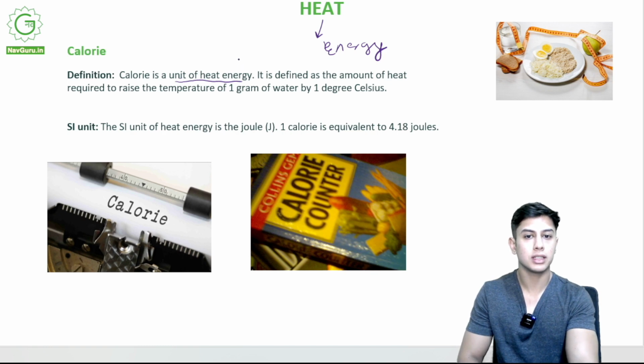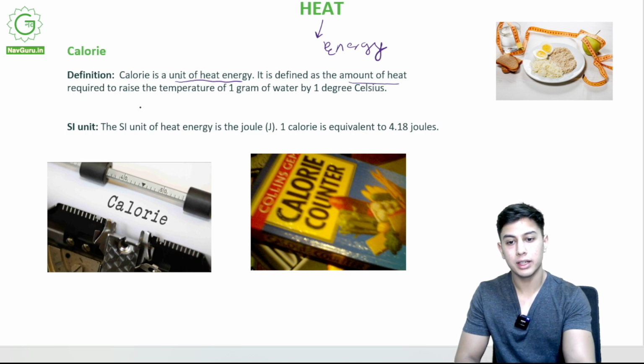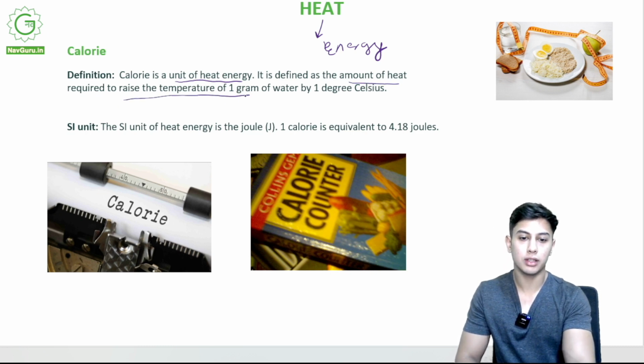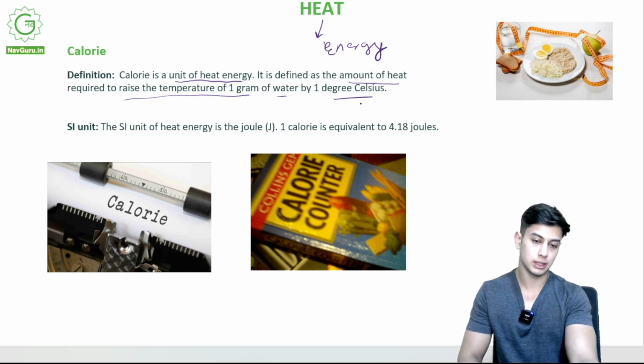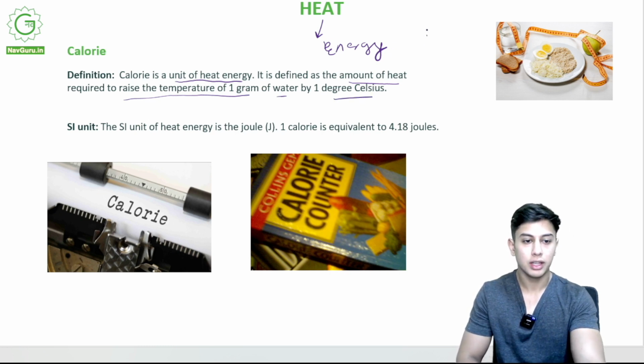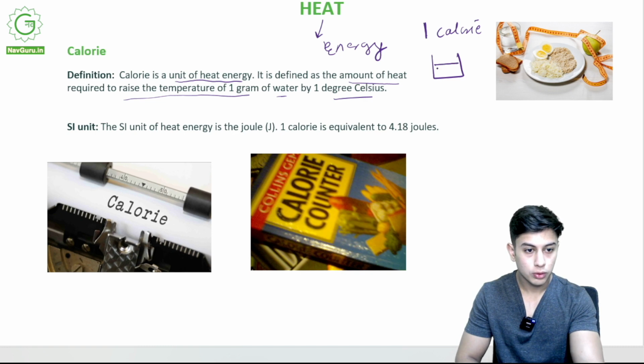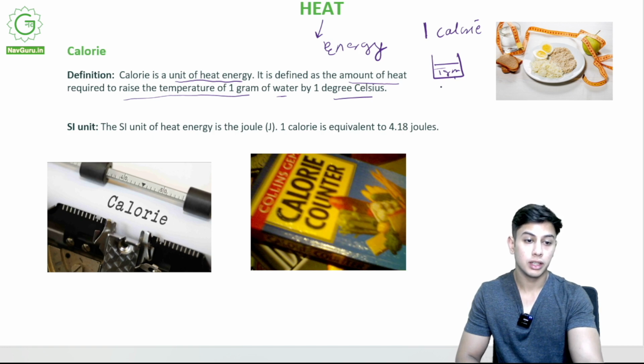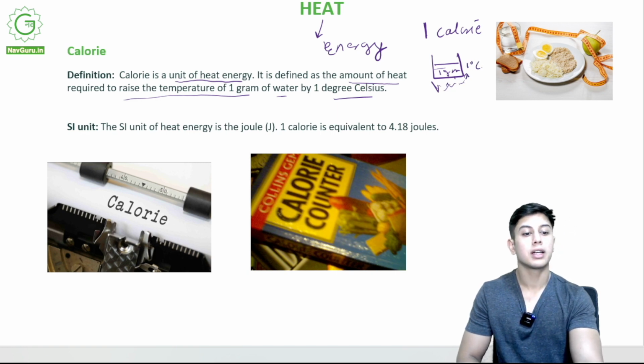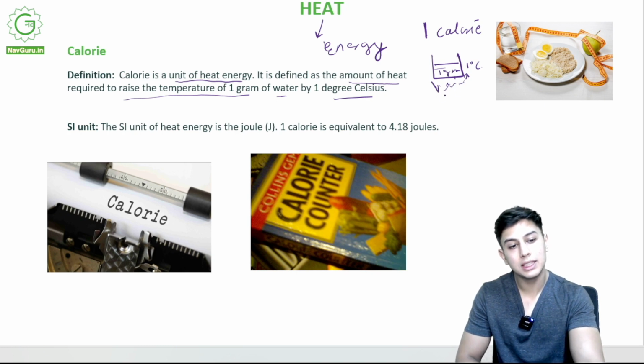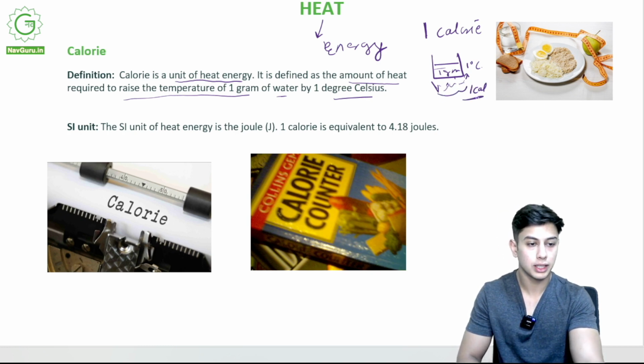How do I measure that energy? I will measure it in calories. It is defined as the amount of heat required to raise the temperature of 1 gram of water by 1 degree Celsius. So if I want to measure what is 1 calorie, it is 1 gram of water heated, and we increase the temperature by 1 degree Celsius. If the temperature is increased by 1 degree Celsius, how much heat was this? This was 1 calorie.